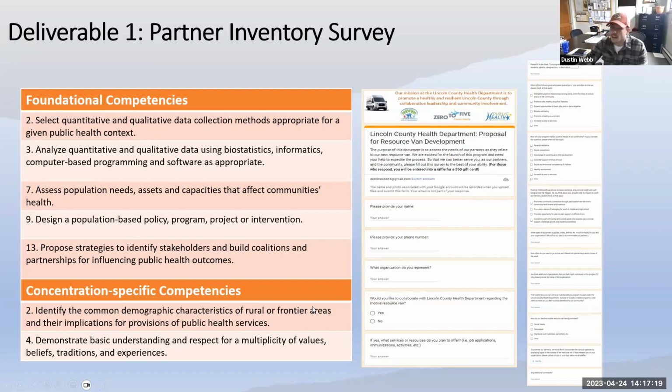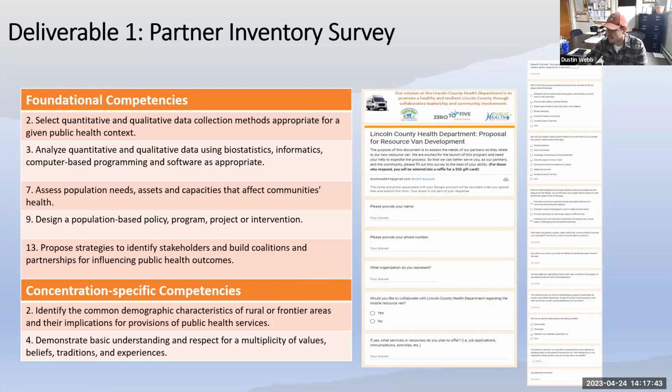And that document will also remain live. So it includes graphs, statistics, all that jazz. And then my foundational competencies and the concentration specific competencies are displayed on the left-hand side. I don't think it's that important that I go through each one of them individually, especially considering the time constraints. So that was my first deliverable.